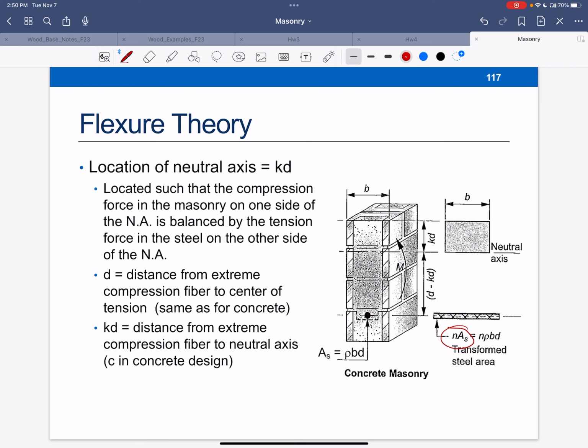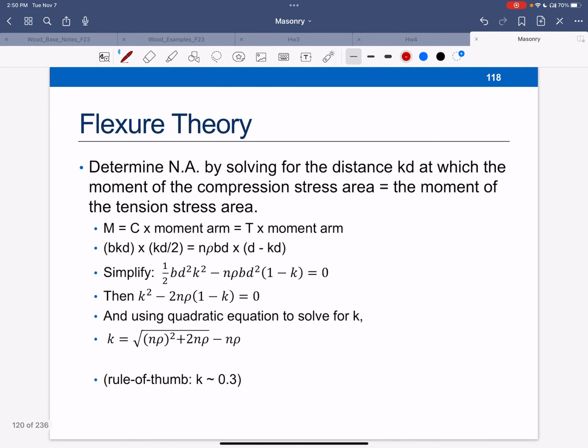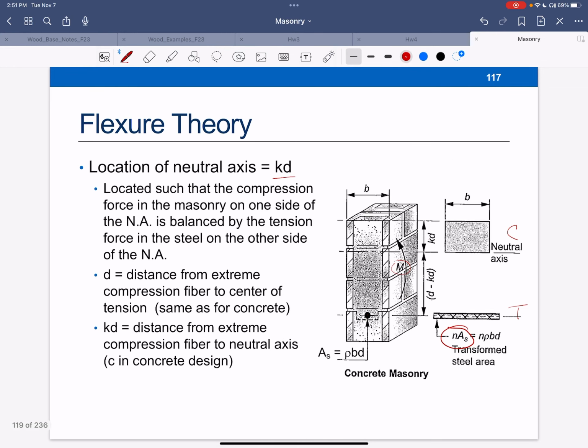Here's my steel. Here's my overturning moment, d minus kd and kd, right? So this is my compression block, this is my tension force. Neutral axis is at kd, okay? And what is that? That's where the compression is balanced with the tension. Determine the neutral axis by solving for the kd at which the compression equals tension. That's it.